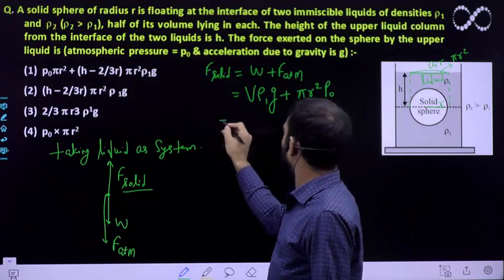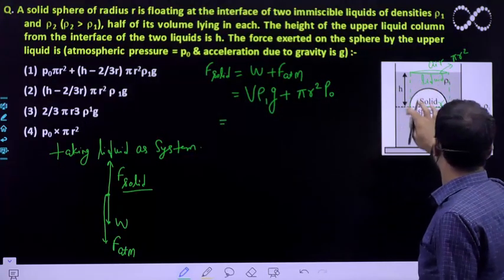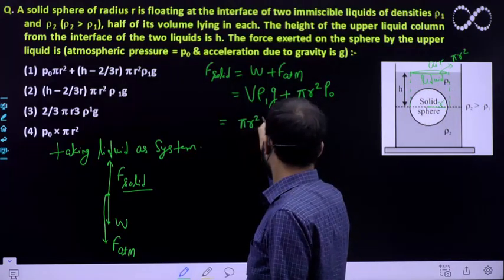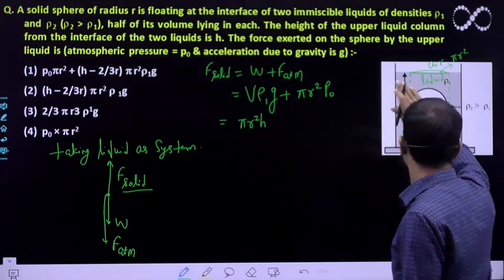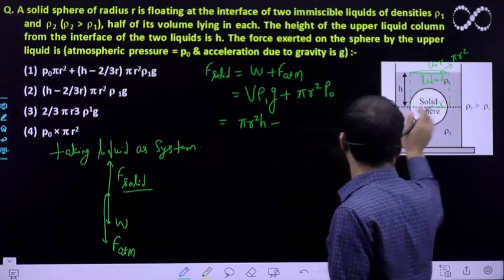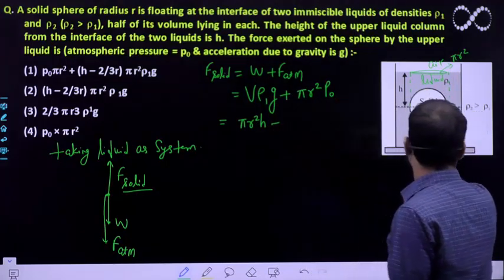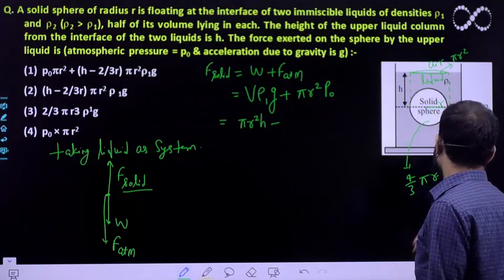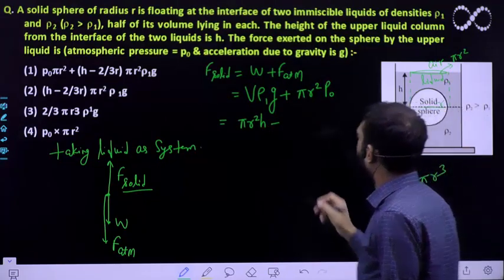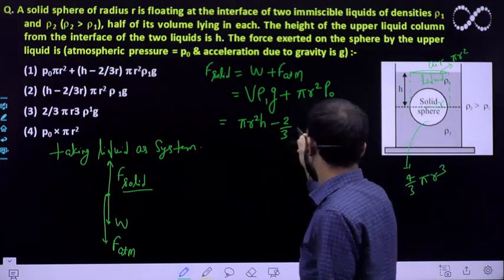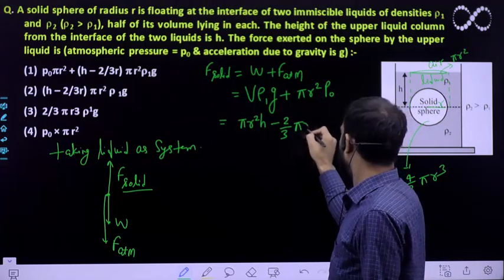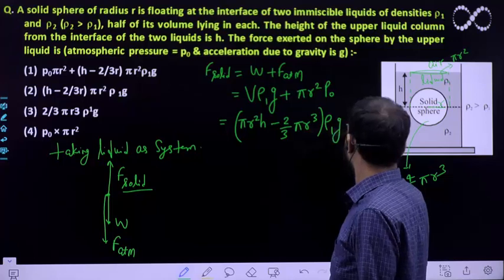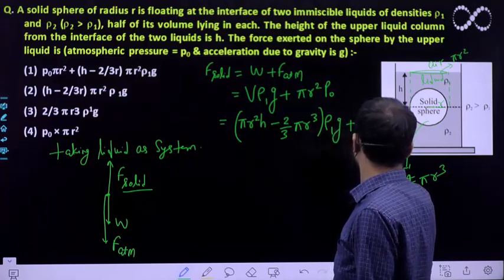Alright, now I need to find the volume of this liquid. The entire volume is pi r square h, that is the volume of this entire cylinder, minus the volume of this half solid. The volume of the full solid is 4 by 3 pi r cube, so the volume of half will be 2 by 3 pi r cube. And this will be multiplied by rho 1 g, plus pi r square P naught.